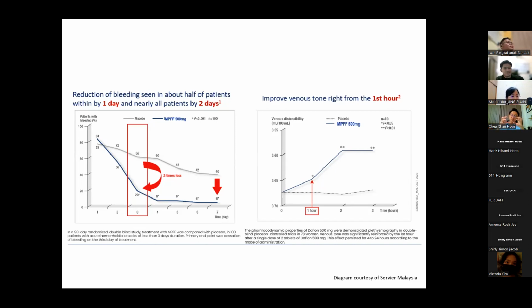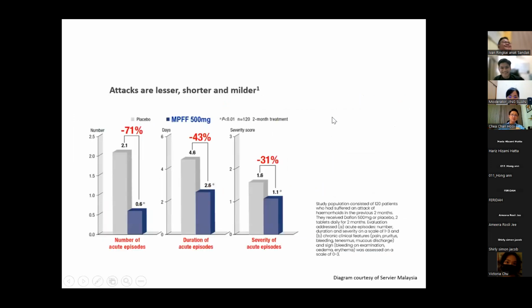So the whole system shrinks off. Right? It is said that it works even from the first hour itself. So this will lead to shorter and milder attacks. And also in the long run, if patients take it for a month or two, as opposed to somebody who does not take it, the person who takes the medication will have fewer episodes of hemorrhoidal attacks.